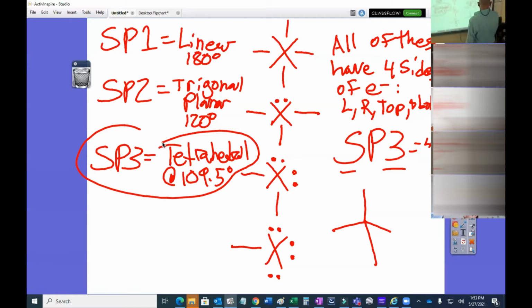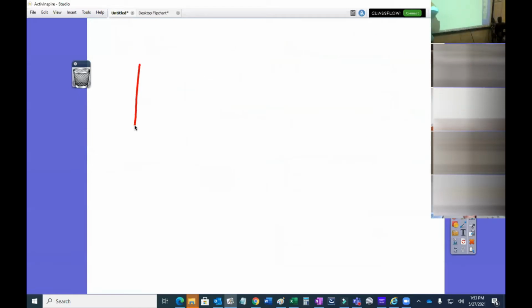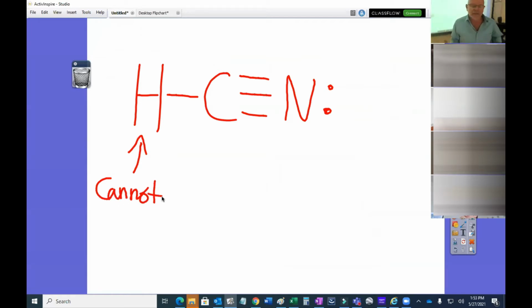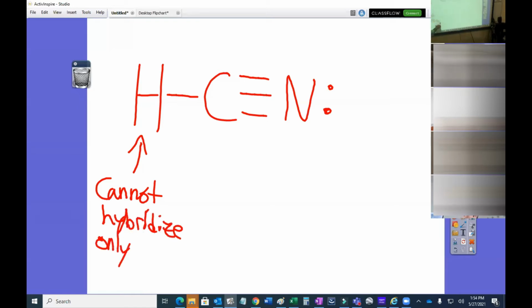And then we're going to go back to your problems. HCN, we've already decided, is HCN. Hydrogen cannot hybridize. To hybridize means you blend two things together. A Prius is a hybrid car. It blends a gas engine with an electric engine. A Tesla is not a hybrid. A Tesla is an electric car only, not a hybrid. Hydrogen only has the S sublevel.